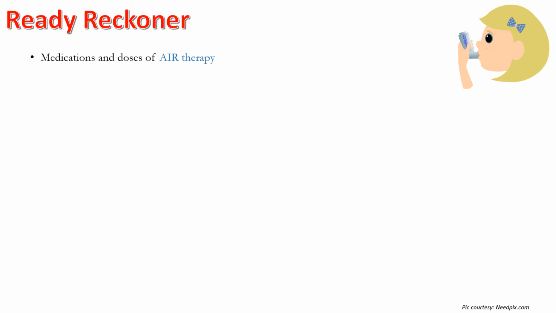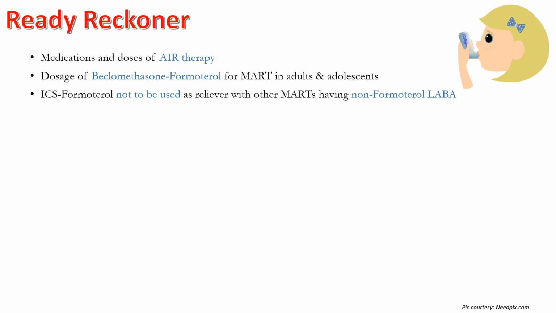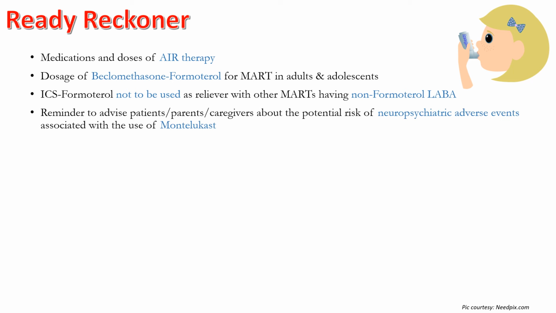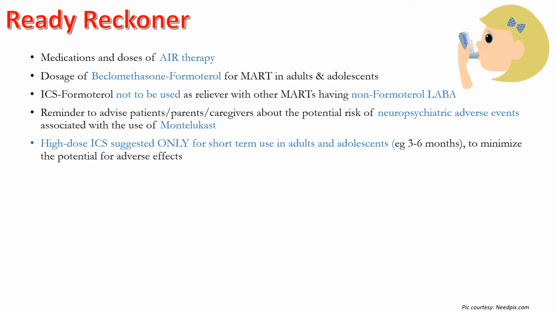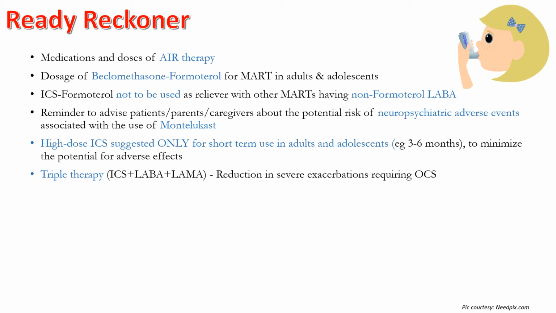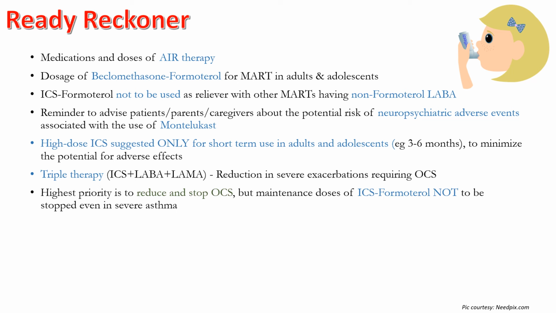Medications and doses of anti-inflammatory reliever therapy have been mentioned. Dosage of beclomethasone formoterol has been updated. ICS-formoterol is not to be used as reliever with other ICS non-formoterol LABAs. There is a reminder to the patients and the caregivers not to use montelukast very frequently, and for a long time, because of the risk of neuropsychiatric adverse events. High dose inhaled corticosteroids are suggested only for a very short duration, that is 3 to 6 months, in patients with step 5. Triple therapy has been associated with reduction in exacerbation risk requiring oral corticosteroids.